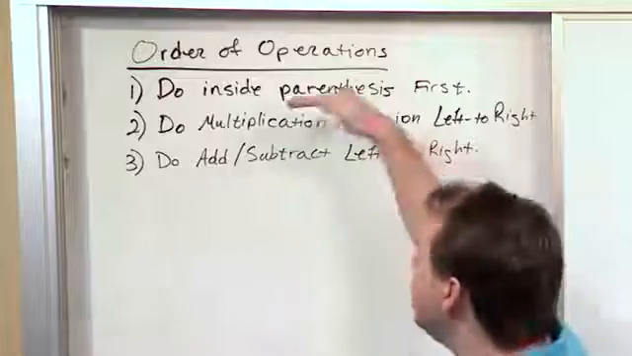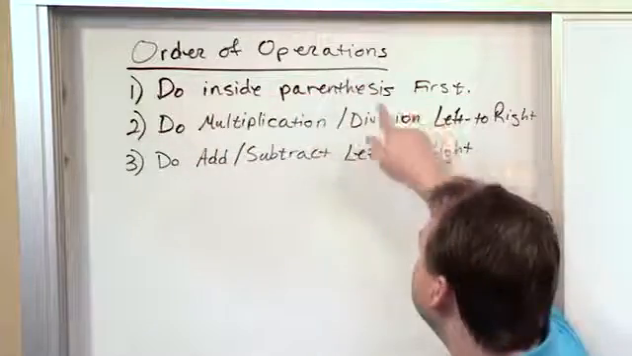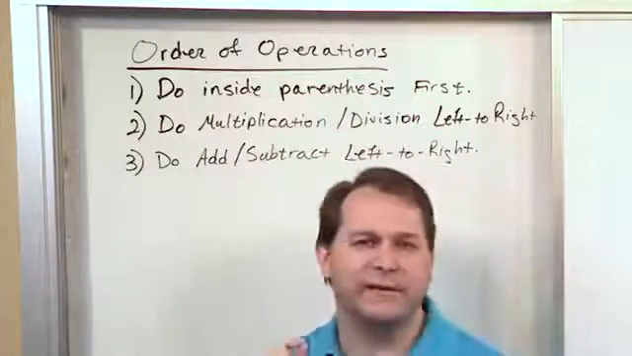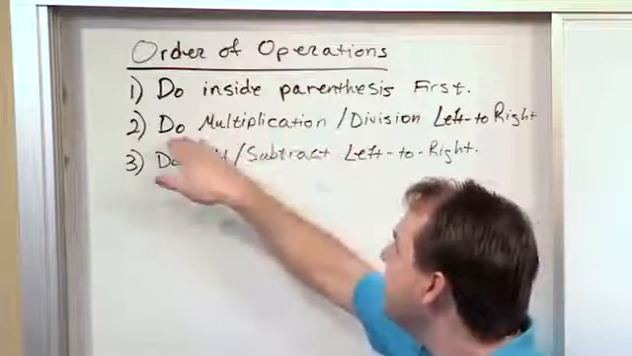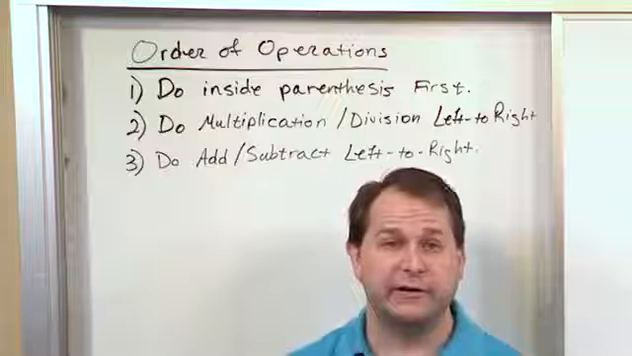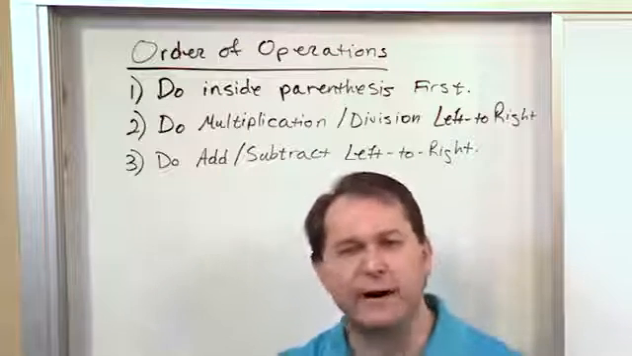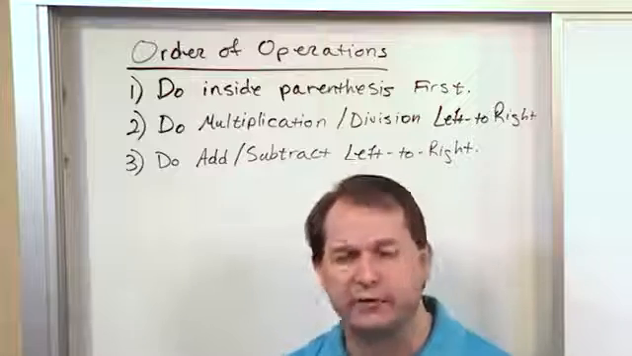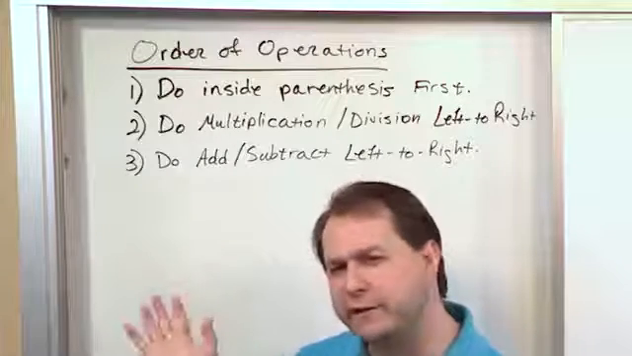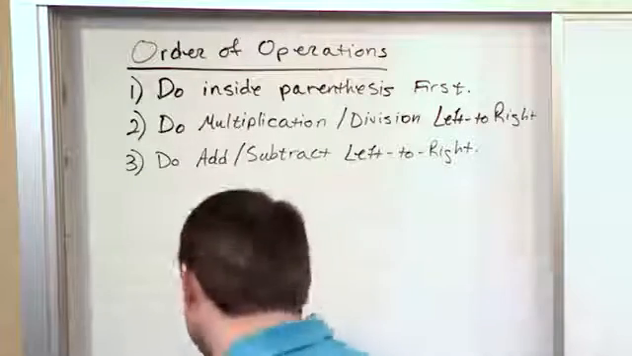The number one thing you do, the very first thing you do, is you always do whatever's inside of the parentheses first. All right? After you've done that, then you do multiplication and division next, and you do it left to right, just like you read a book. And then after that, you do adding and subtracting left to right, just like you read a book. So these are the 3 rules. We're going to use these over and over and over again.